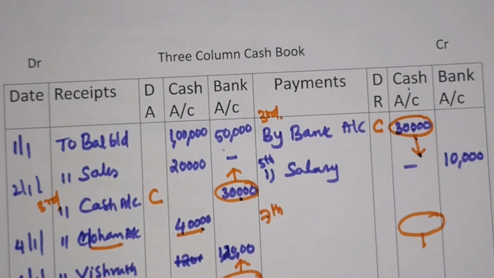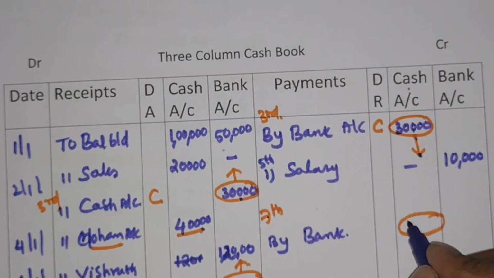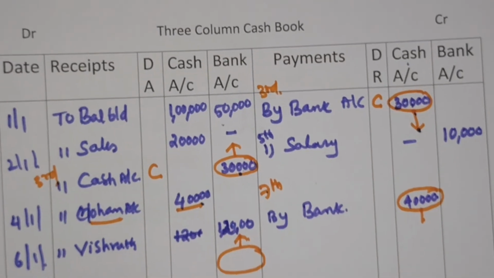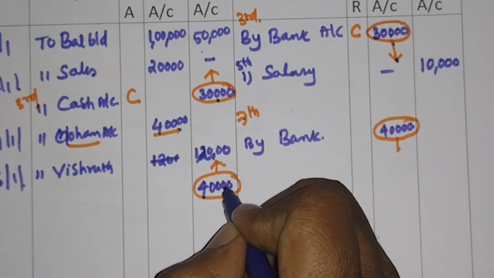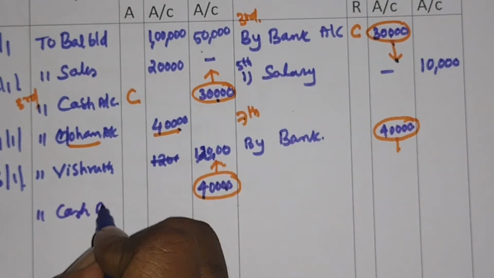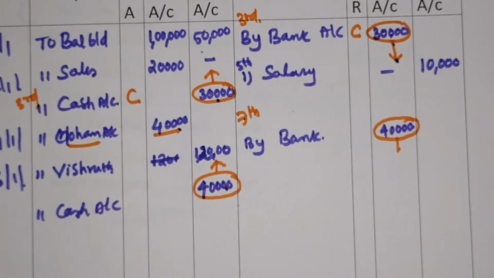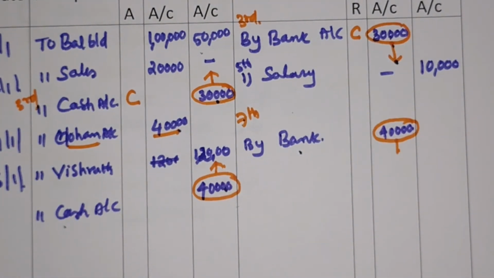On 7th, by bank account, because contra entry means that from the office it is going to the bank. So in the bank it increases and in the office it decreases, 40,000. So when I write into the bank column, I should write here it is the cash account. That is the contra entry. Contra entry means that only cash account and bank account will appear, or bank account and cash account will appear. That's it.